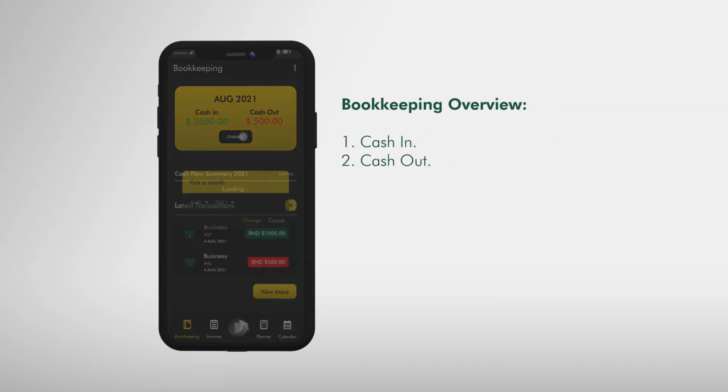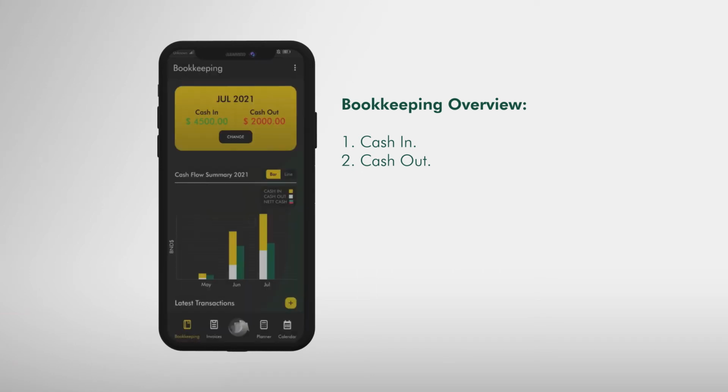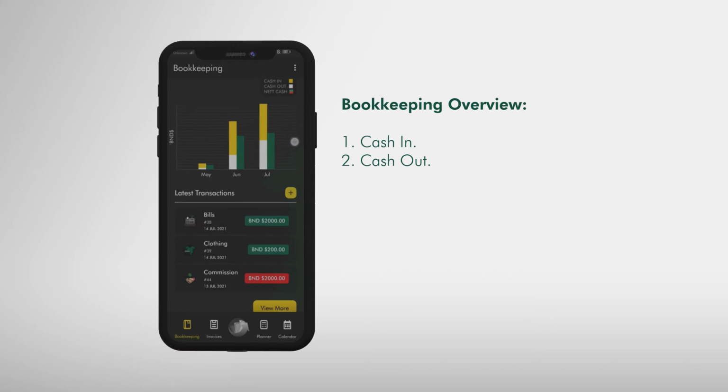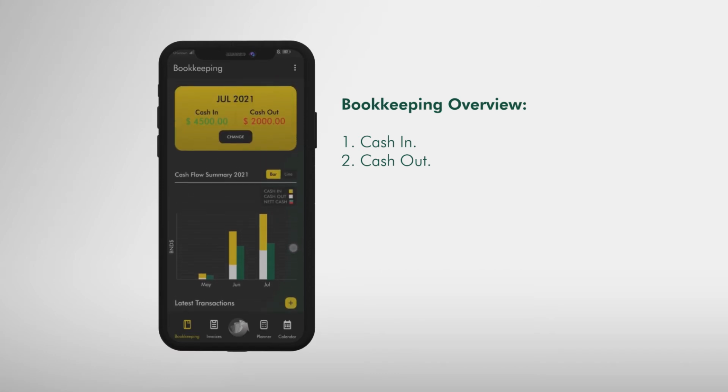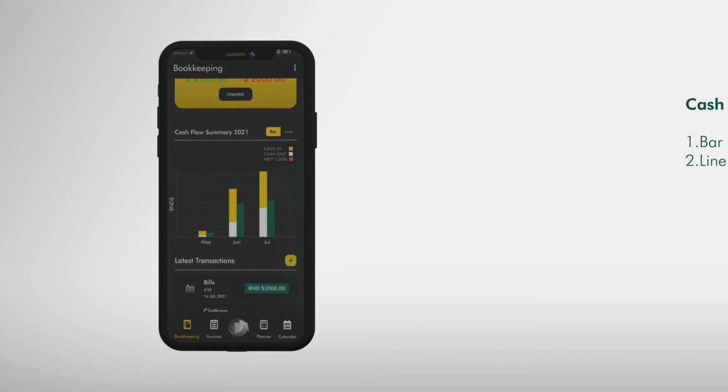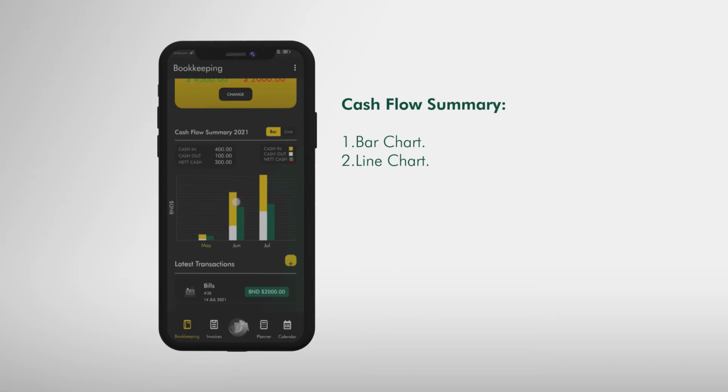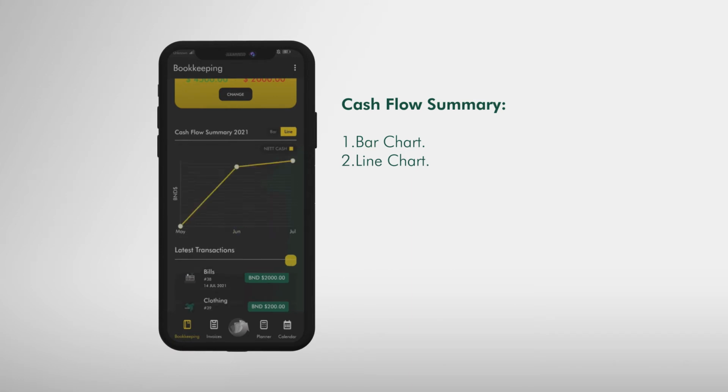On the bookkeeping overview, user will be able to see the month and year, cash in and cash out. Users are also able to select the month and year by clicking upon the change button. The cash flow summary is represented into 2 charts which can be in a form bar chart and line chart and is divided into 4 months.